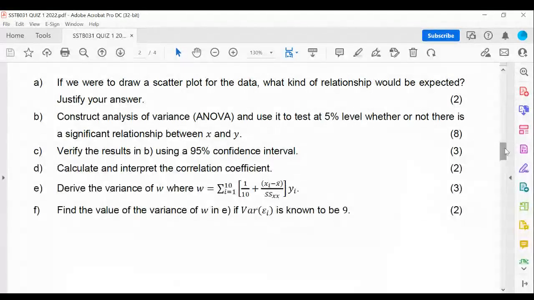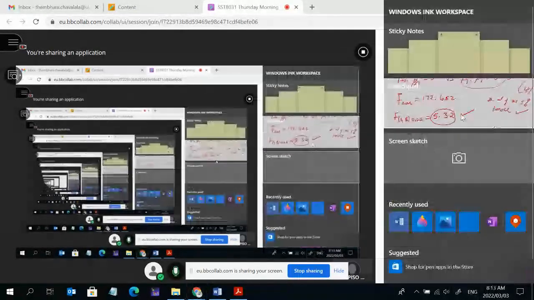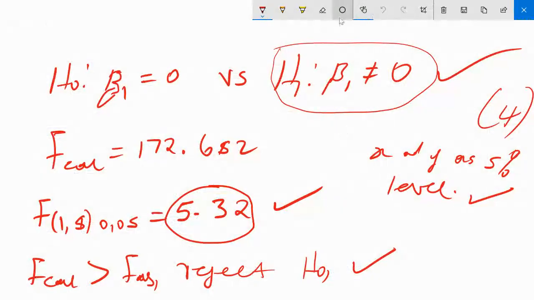Let's go back to the question paper. The second question, we are saying verify the results in B using a 95% confidence interval. So you construct a 95% confidence interval and conclude. So we want to check that if you use a 95% confidence interval, will we arrive at that conclusion? That's what we want to check.